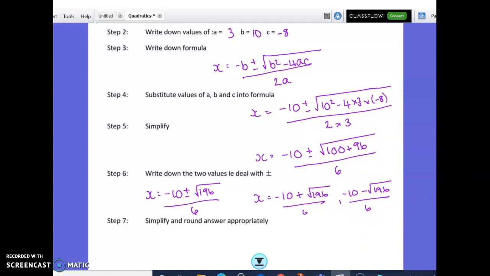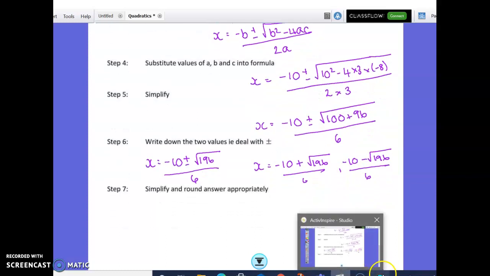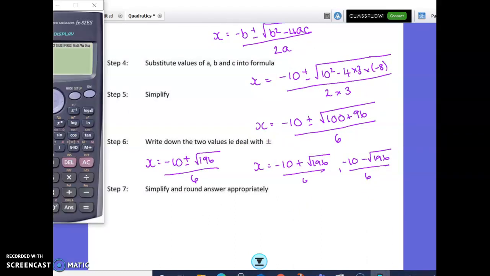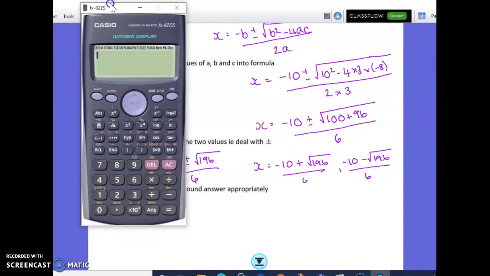Okay. Type this into a calculator then. I actually need a calculator for this one. This one could be in a non-calculator paper if we know the square root of 196 is 14. Get minus 10 plus square root 196 all over 6 equals, I get 2/3.